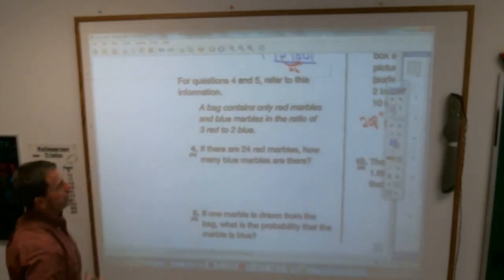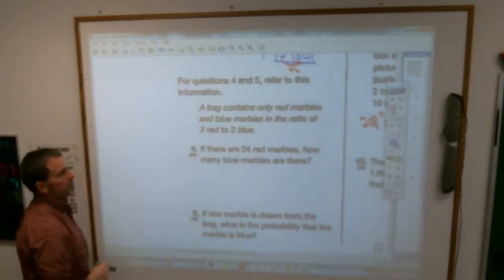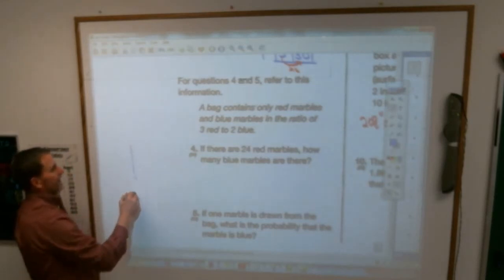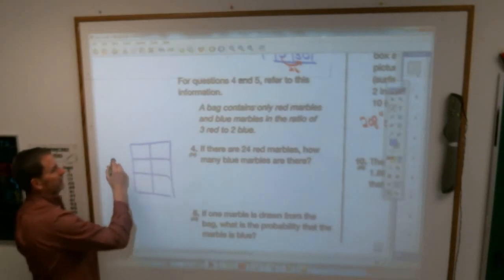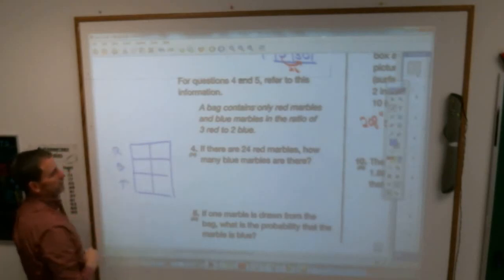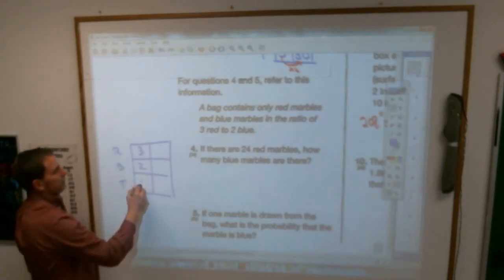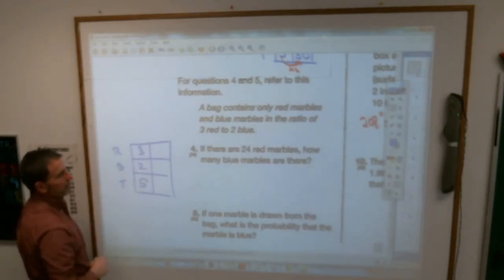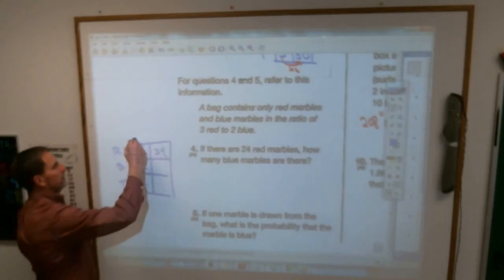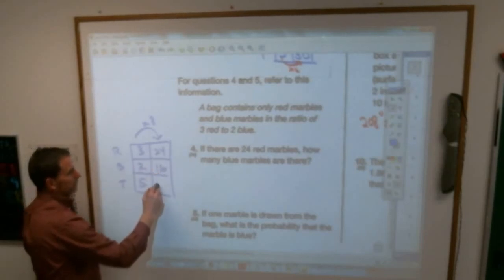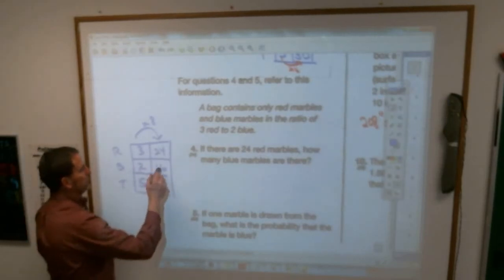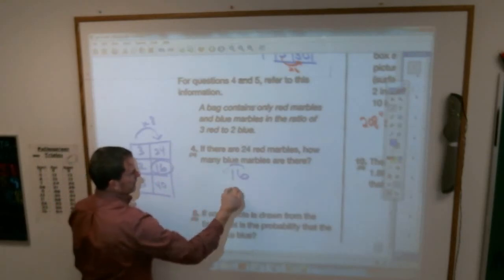A bag contains only red marbles and blue marbles in the ratio of 3 to 2. I would start off with that because it tells you a ratio thing. I would write that red to blue to total ratio box down. 3 red, 2 blue, every 5 marbles has to have that ratio. If there are 24 red marbles, how many blue marbles are there? Well, 3 times 8 is 24, so 2 times 8 is 16, and that gives you a total of 40 total marbles. How many blues would there be? There'd have to be 16, that's where this comes from.